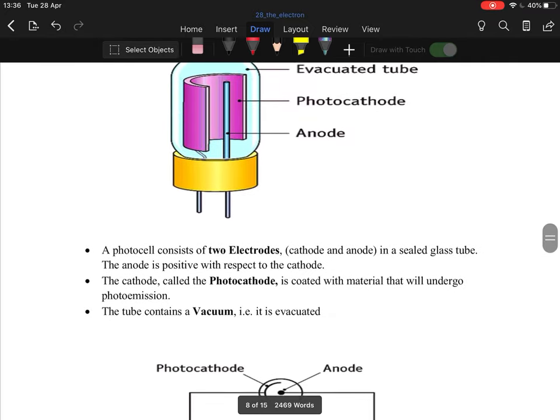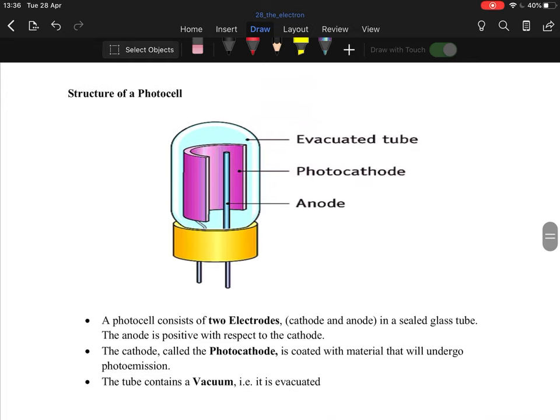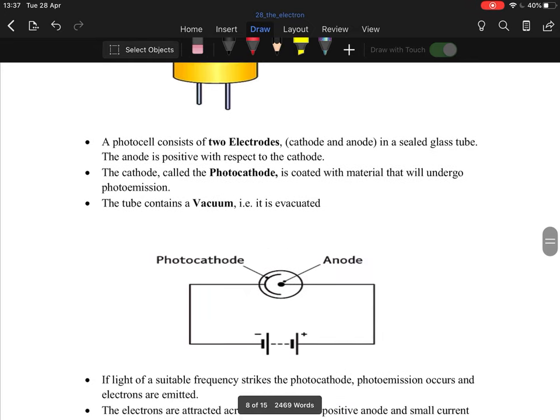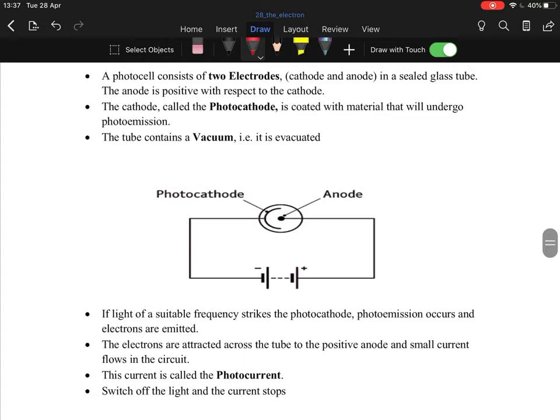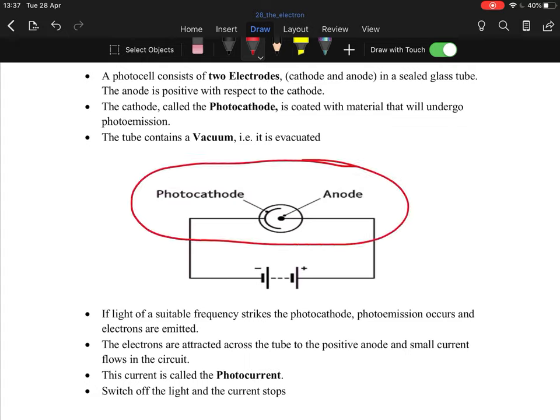Okay? So the structure of a photocell. For this, you can be asked to draw the photocell. And it's fairly easy to draw. You don't need to draw this picture here, okay? Down here is a little bit better. This is all you need to draw, okay?